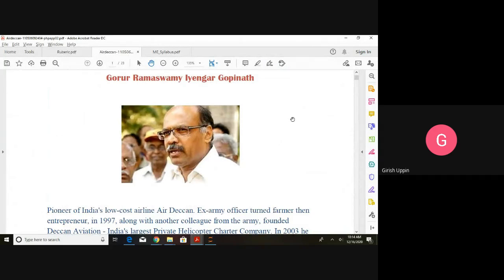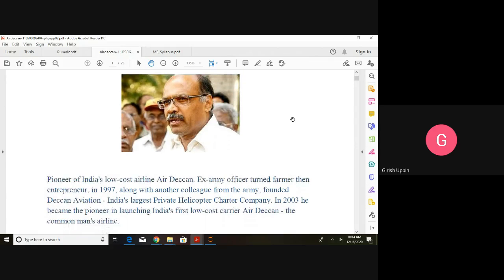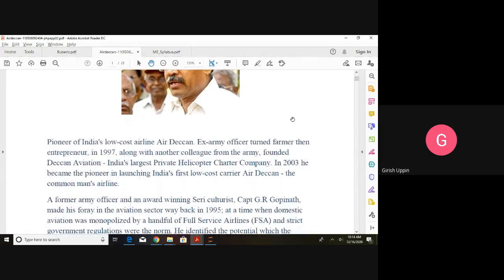It gives the overall picture of the entrepreneur himself and how he moved from being an army officer to become an entrepreneur in aviation, who is considered the father of the low cost airline. So this is the picture of Gopinath, pioneer of India's low-cost airlines, Air Deccan, ex-army officer turned farmer and entrepreneur in 1997. He worked for the army for 8 years, and then he became a farmer.